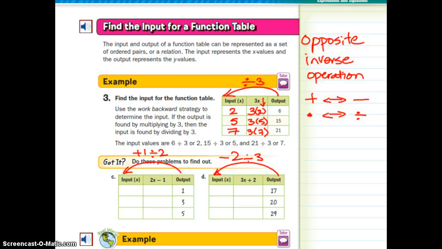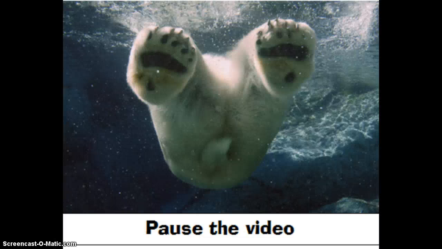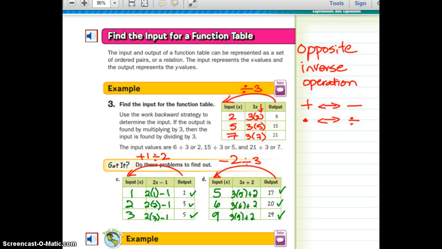Okay, so now it's your turn. Pause the video. Okay, so did you get what I got? For the inputs I got for C is 1, 2, and 3, and for D is 5, 6, and 9.